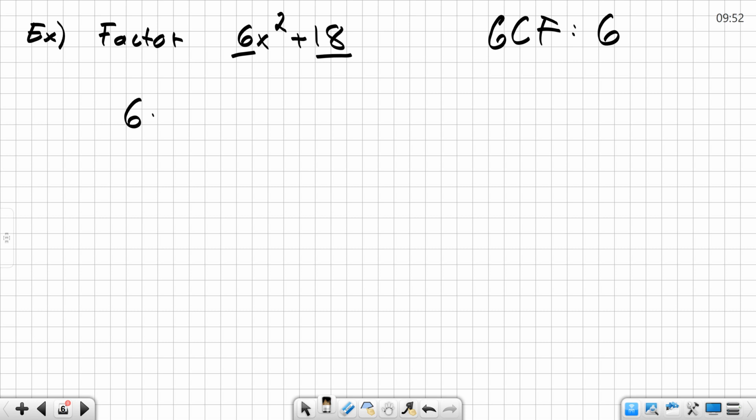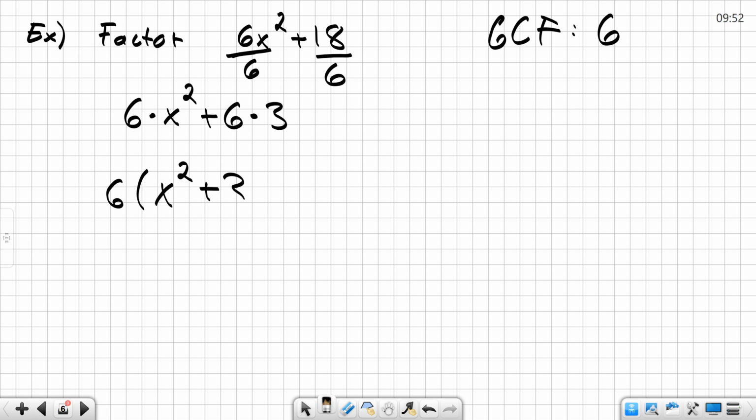So I take 6x squared, and I rewrite it as 6 times x squared. I divide this first part by 6 to get the x squared. I divide the second part also by 6, and what do I get? 3. Now I'm pulling the 6 out of both terms, and I'm just writing down what I'm left with, the x squared plus 3. And we have factored 6x squared plus 18.